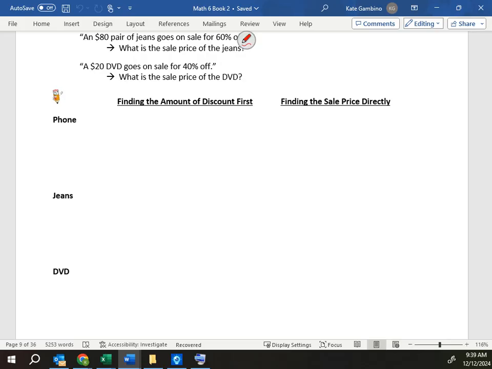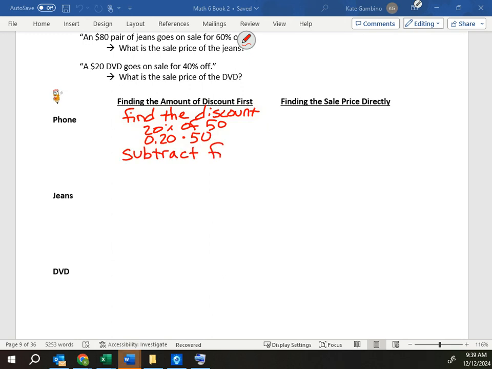So remember, we had our two ways of doing this. You could find that percent, so find the discount. So if it was 20% of 50, you found what that was, and then you subtract from the total. So you find the discount and then you subtract it from the total.